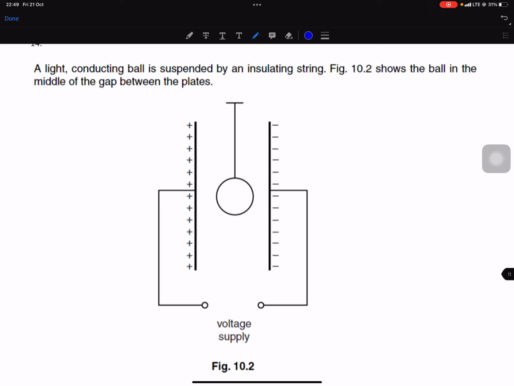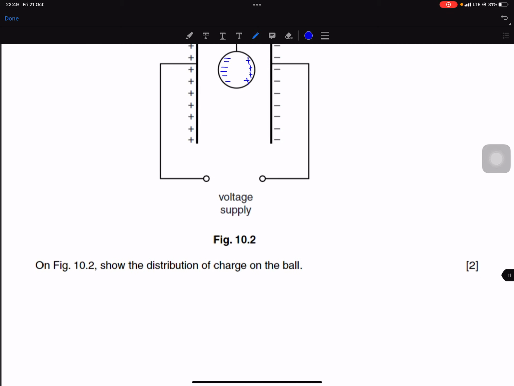Okay, simple question here. Draw the induced charges. The ball is neutral, but the negative charges are going to be towards the positive charges, and this region would have a net positive charge.